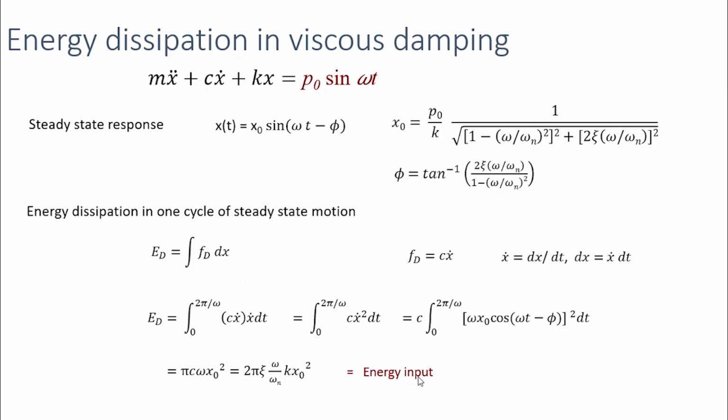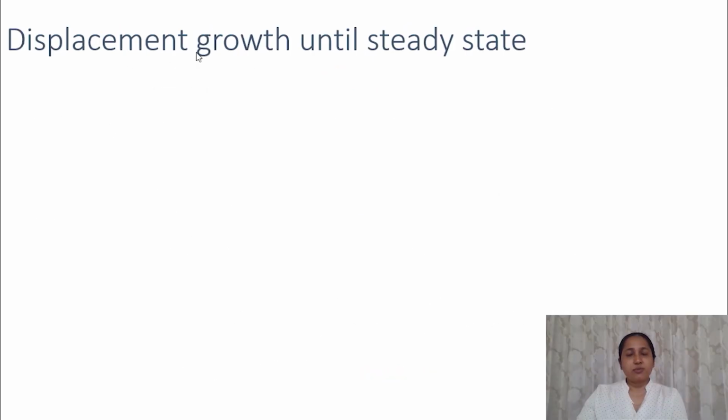Now, based on the energy input and the energy dissipation, we will try to understand the displacement growth of a single degree of freedom system when the forcing frequency of the harmonic force is equal to the natural frequency, that is, when omega is equal to omega n and phi is equal to 90 degrees. We learned earlier that for an undamped system, when omega is equal to omega n, the displacement keeps increasing with time, that is, it increases unboundedly.